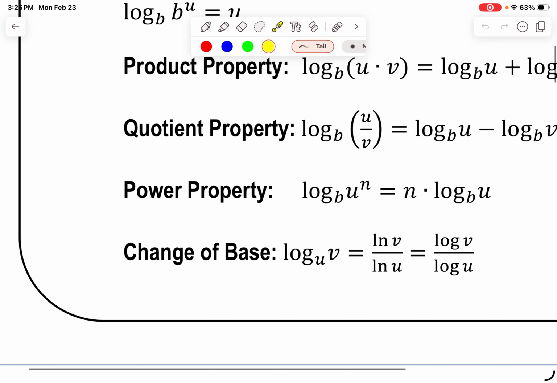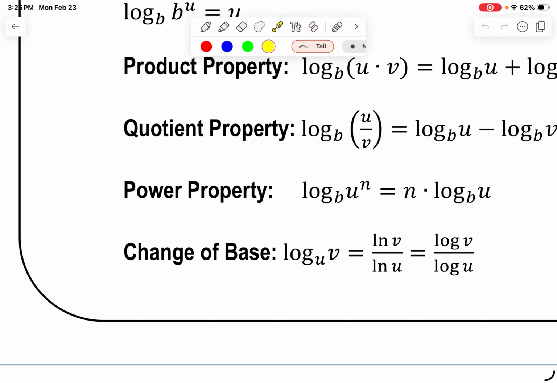And then lastly, we have the change of base formula. It says that if you have log base u of v, that's equivalent to log of the argument divided by log of the base. Common log, that is: common log of the argument divided by common log of the base, or natural log of the argument divided by natural log of the base.